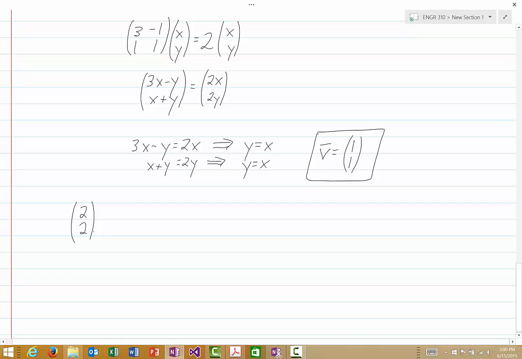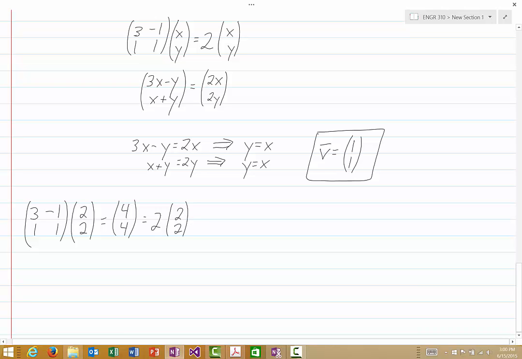And we already know that that works, but let me note that 2, 2 would also work, and let's just see that that's true. So if we took 3, negative 1, 1, 1, and multiplied it by the vector 2, 2, let's see what would happen. Well, 3 times 2 is 6, minus 2 is 4, 1 times 2 is 2, plus 2 is 4, and sure enough, that is equal to 2 times 2, 2.